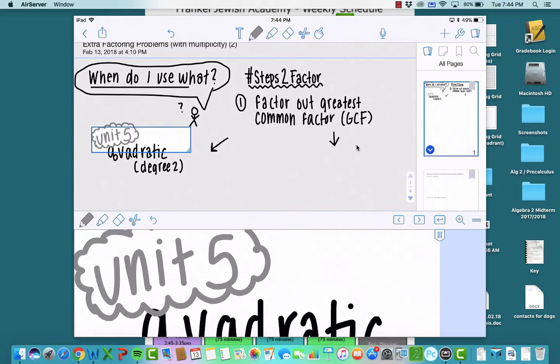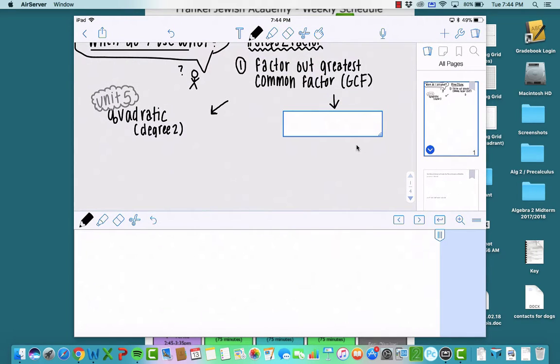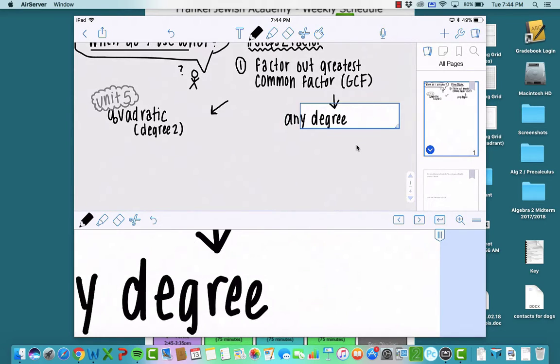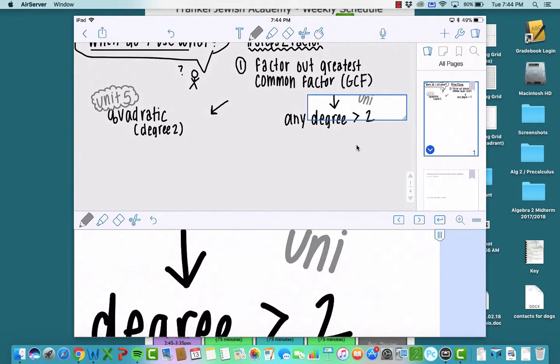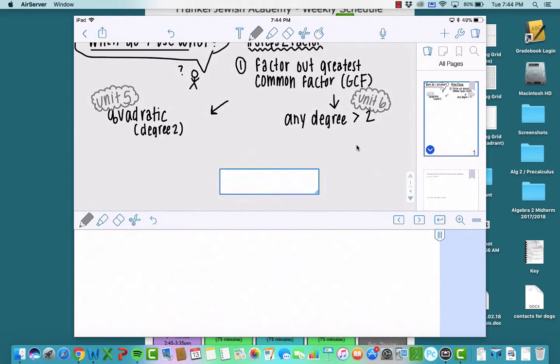And then another branch is anything bigger than 2. So we'll just write any degree larger than 2, because we don't really factor things that have a degree 1 or 0. And this was our Unit 6 stuff. So let's start with the Unit 5 stuff.